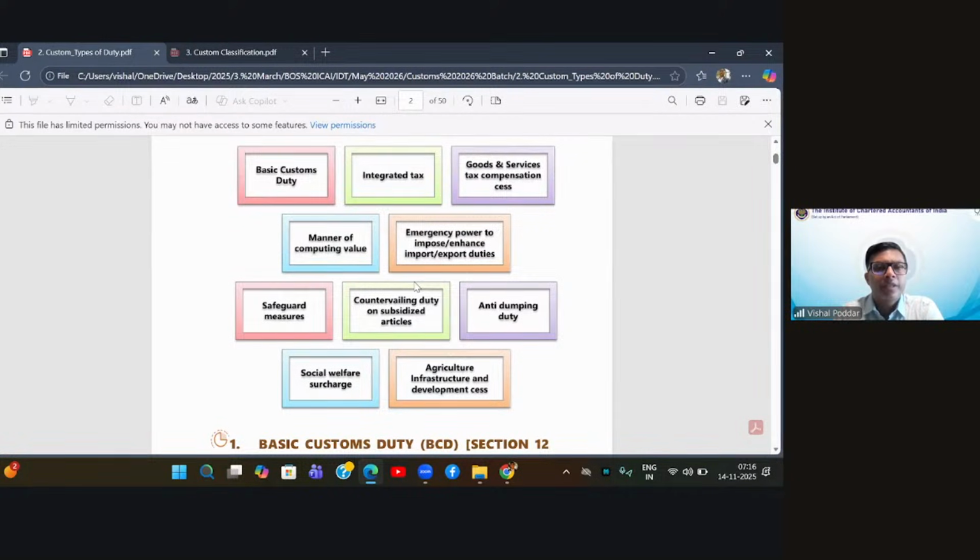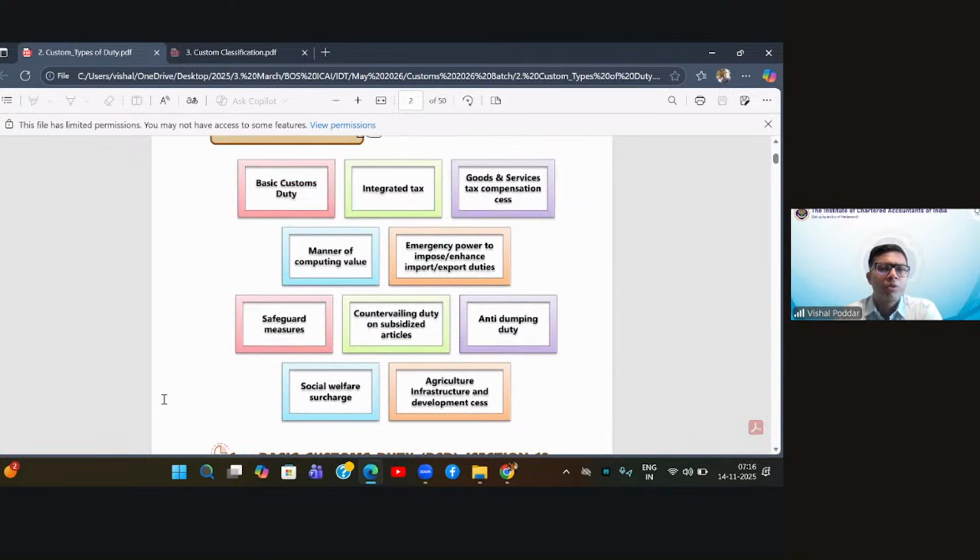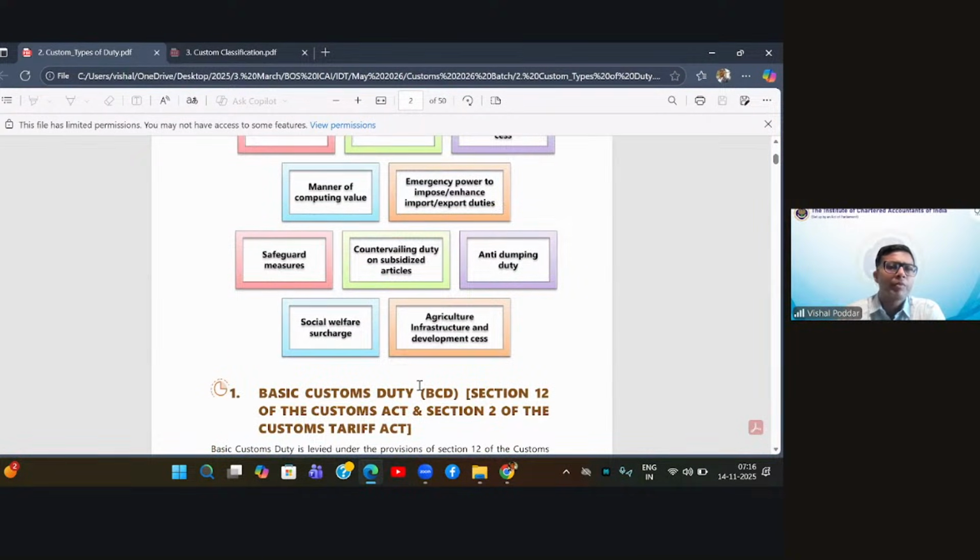Now, as I said, there are broadly two types of duties, revenue duties and protective duties. So revenue duties are the basic custom duty, the IGST, that is a GST component on import, compensation cess of GST wherever applicable, social welfare surcharge, and agriculture infrastructure development cess. These five are revenue duties. And then you have the protective duties, which includes safeguard duties, which includes countervailing duty, which includes anti-dumping duty.